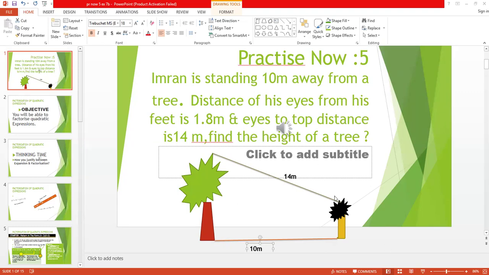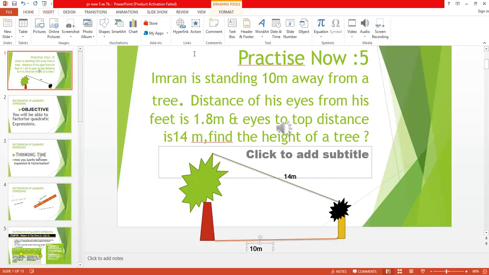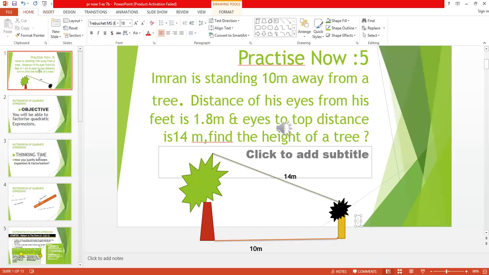Distance of his eyes. Obviously he is standing. So here, his eyes from the feet is 1.8. This means from his feet to his eye height, the distance is 1.8. So I have to write it here: 1.8 meter. The distance between his eyes and his feet is 1.8 meter. Clear? And the distance between tree and Imran is 10 meter.